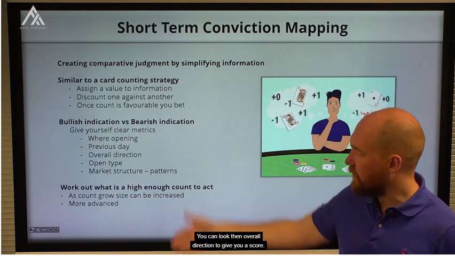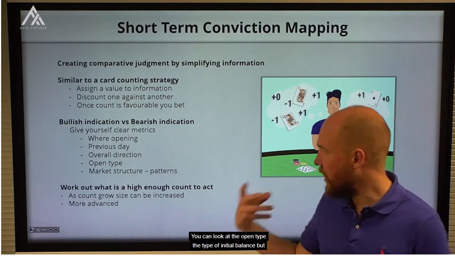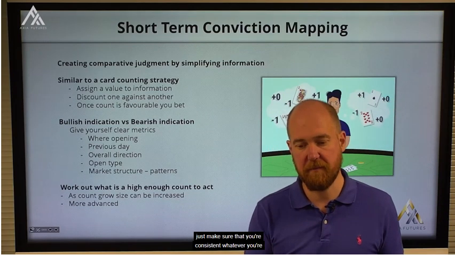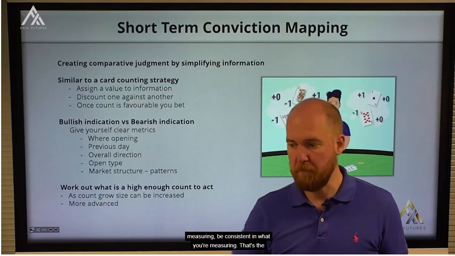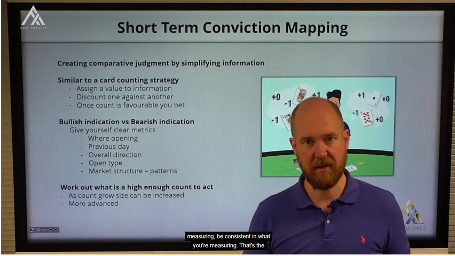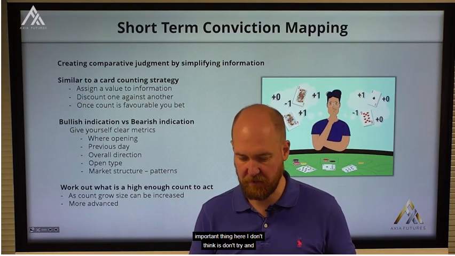You can look then at overall direction to give you a score. You can look at the open type, the type of initial balance, but just make sure that you're consistent. Whatever you're measuring, be consistent in what you're measuring. That's the important thing here.